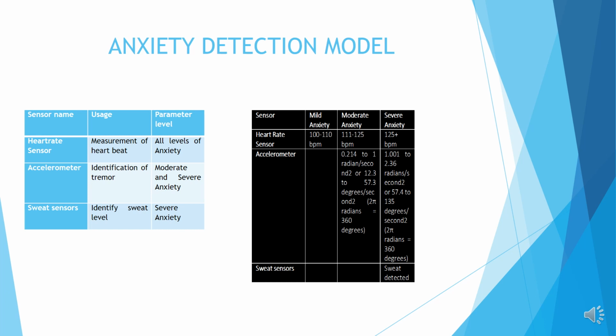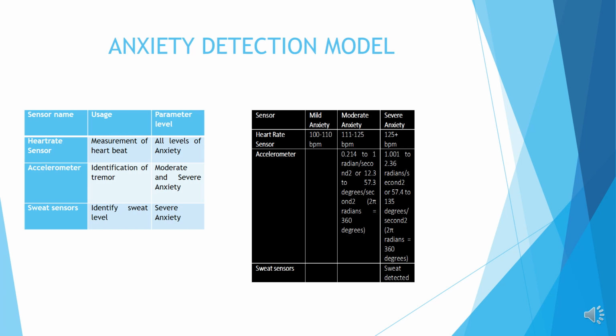Anxiety reduction model. For reduction of anxiety, I'm using the following model. First, we are categorizing anxiety into three levels: mild anxiety, moderate anxiety, and severe anxiety. And to reduce anxiety, we are using three IoT sensors. One is the heart rate sensor, which is used to measure the heartbeat.